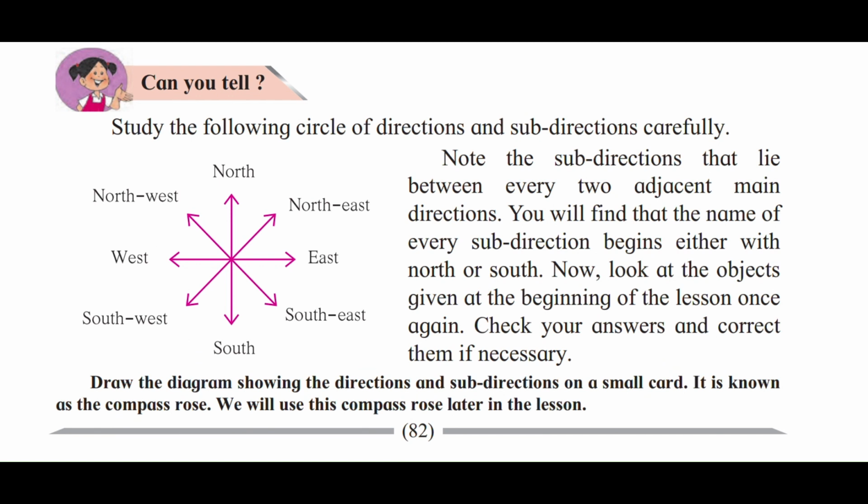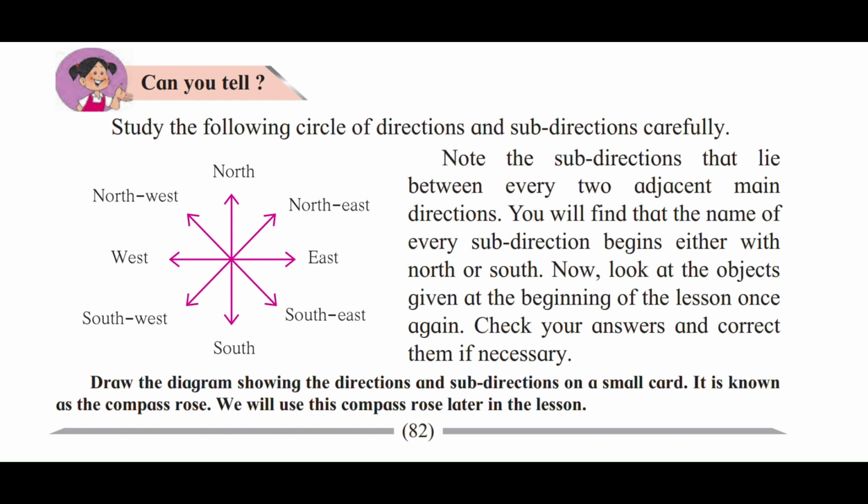Study the following circle of directions and subdirections carefully. Note the subdirections that lie between every two adjacent main directions. You will find that the name of every subdirection begins either with north or south. Now look at the objects given at the beginning of the lesson once again. Check your answers and correct them if necessary.